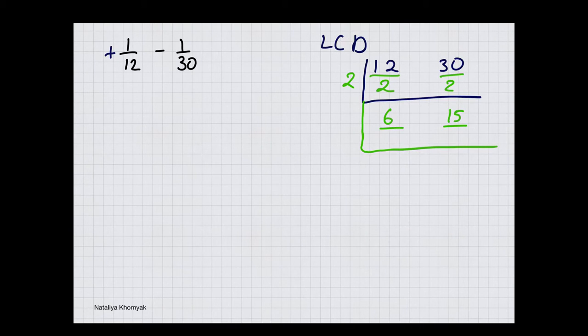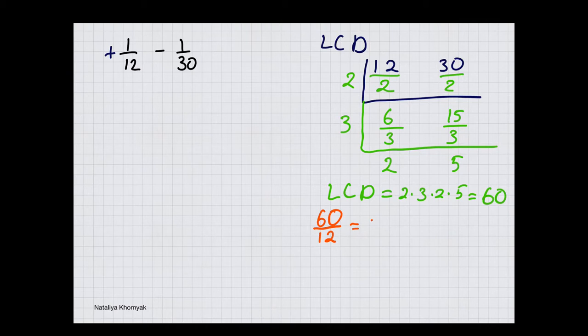6 and 15 can be divided by 3. 6 divided by 3 is 2. 15 divided by 3 is 5. So our LCD is 2 times 3 times 2 times 5, which is 60. You can take the LCD and divide it by the current denominator. So 60 divided by 12 is 5. So we want to multiply 12 by 5. Whatever you do to the bottom, you want to do to the top.